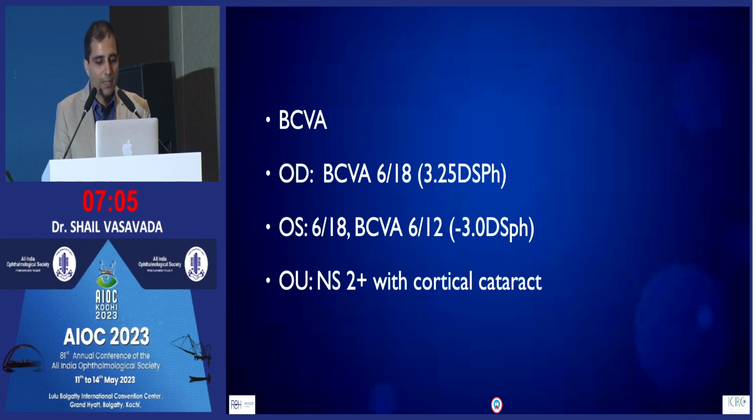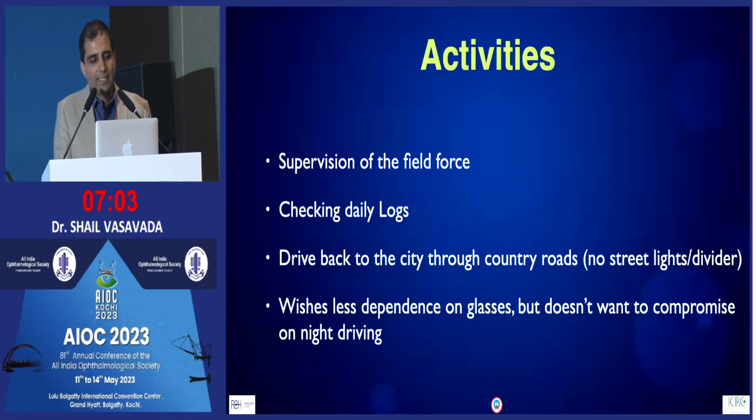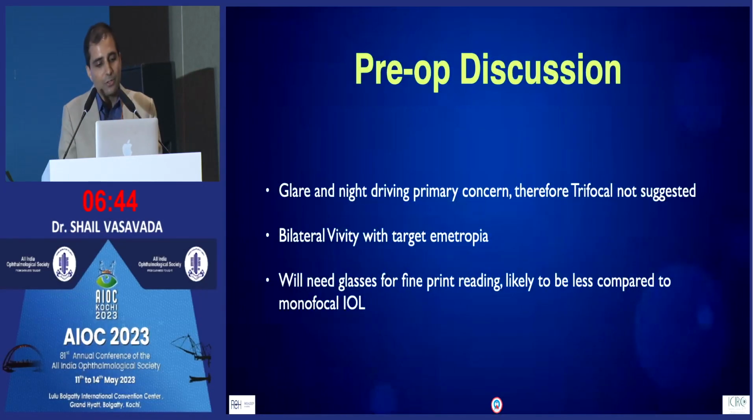So, a myope with nuclear cataract. His main activities are supervision of the field force, so he's not actually the technical person performing it. He checks daily logs and drives back to the city through the country roads. He wishes for less dependence on glasses, but he doesn't like to carpool and would like to continue driving as long as he possibly can. Since glare and night driving are his primary concerns, trifocal is not suggested in this case, and we decided to go ahead with a bilateral Vivity, an extended depth of focus lens, with a target of emmetropia in both eyes, as distance vision is of predominant importance.